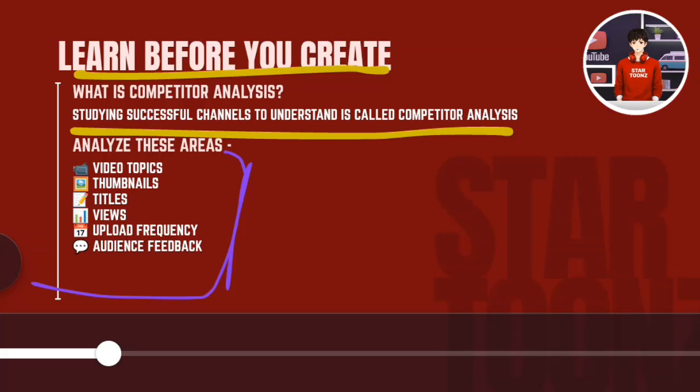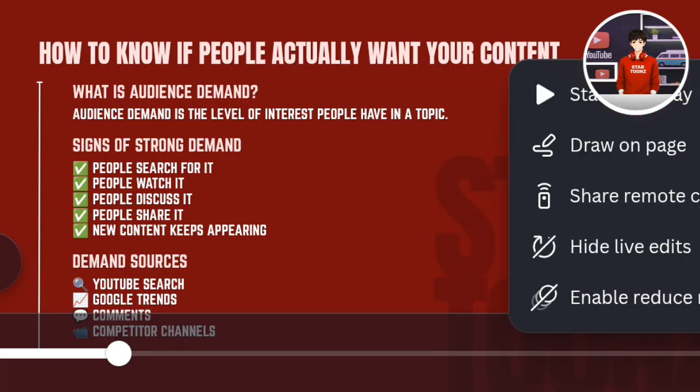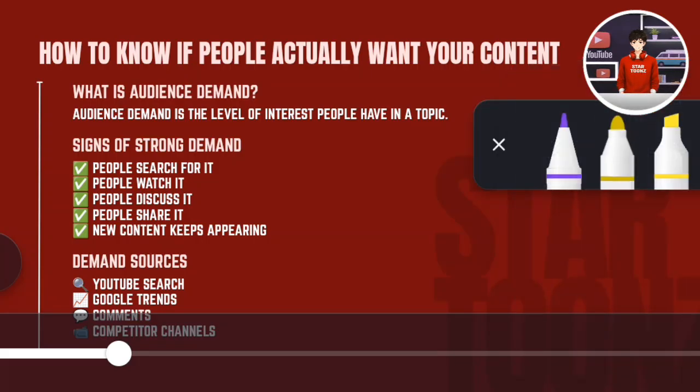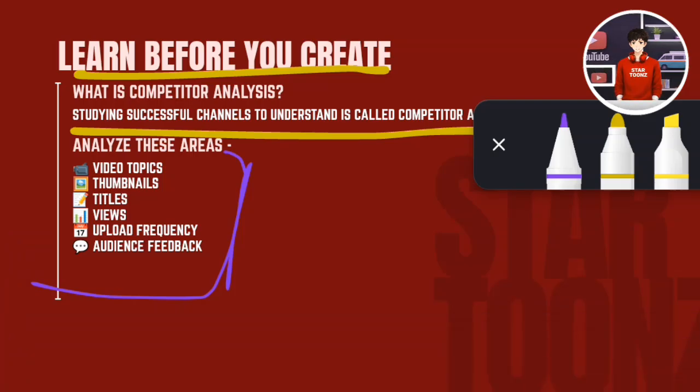You can then create your own unique version. The best creators learn from competitors, but still develop their own style. One of the biggest reasons YouTube channels fail is surprisingly simple. There is no audience demand. The creator spends hours researching, hours writing scripts, hours editing videos, but very few people are interested in the topic. As a result, the videos struggle.